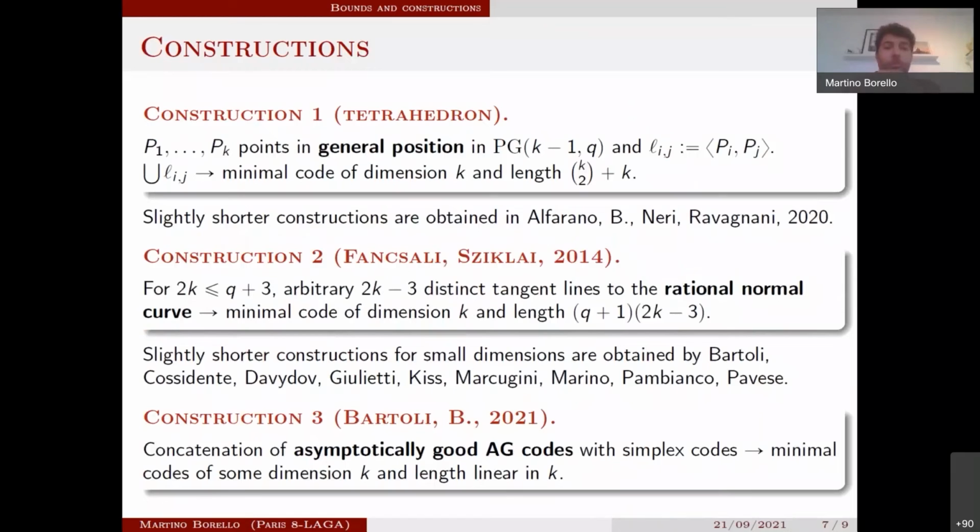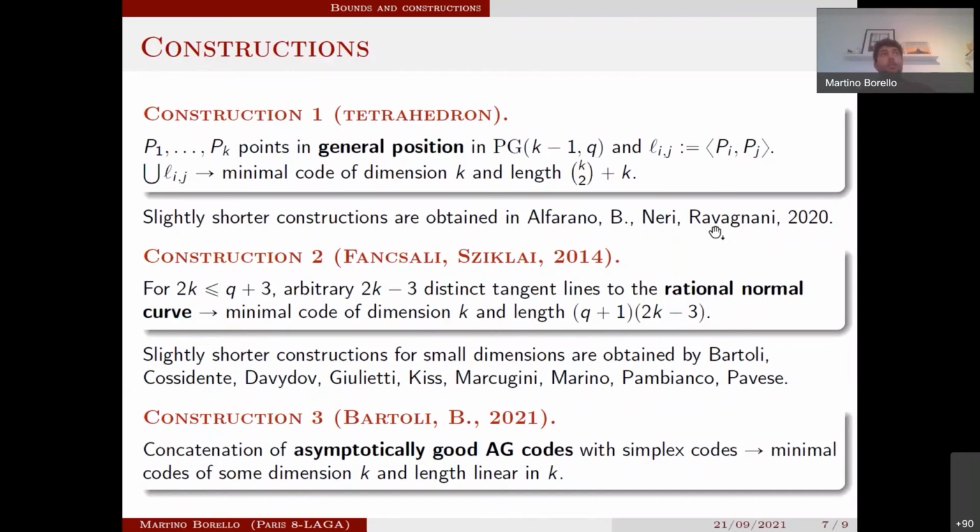So let me conclude with some constructions that we know. This slide is full, sorry, but I want to give just an idea of the possible constructions that we have at the moment. The first one was presented in different ways by different authors, and is what we call the tetrahedron. You take k points in general position in PG(k-1, q), and you take the lines through these two points, and the union of these lines gives you a minimal code of dimension k, with a length which is quadratic in k. I mean, you have this binomial.